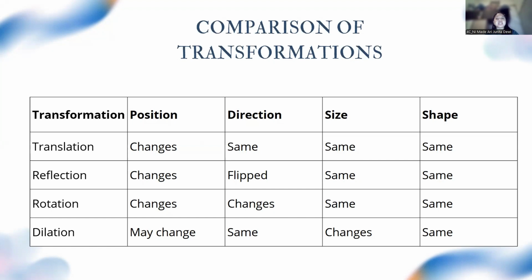From this comparison, we can conclude that not all transformations change the size of a figure. Translation, reflection, and rotation are transformations that keep the size and shape the same. Dilation is a change of size, but the figure still has the same shape.